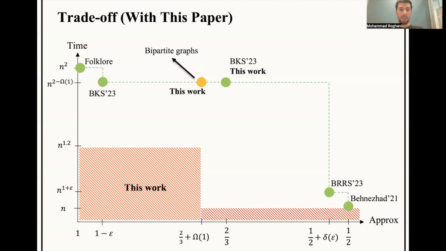In a follow-up paper, Behnezhad, Khanna, and Sanurak proved that there exists an algorithm with a 1 minus epsilon approximation guarantee that works in slightly better than n squared time. In this paper, they also use the matching oracle for induced subgraphs as a subroutine to get this approximation ratio.